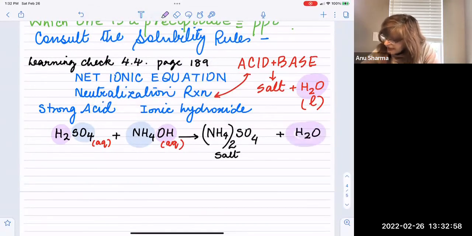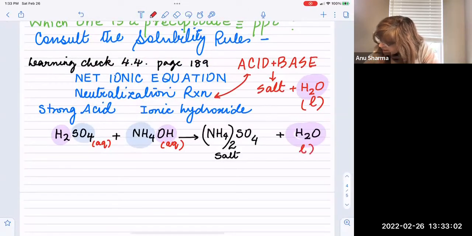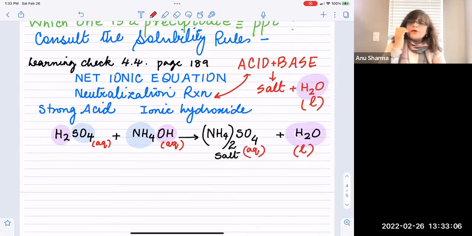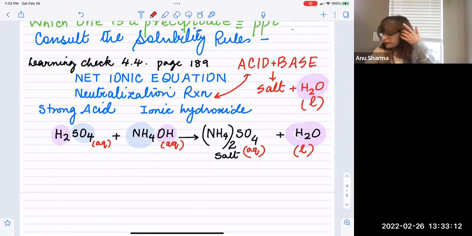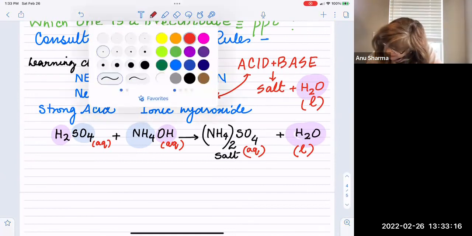Okay, so here we have liquid. And this is aqueous because all sulfates are soluble in water. Ammonium is also soluble in water. So if it's soluble in water, that means it is going to ionize.